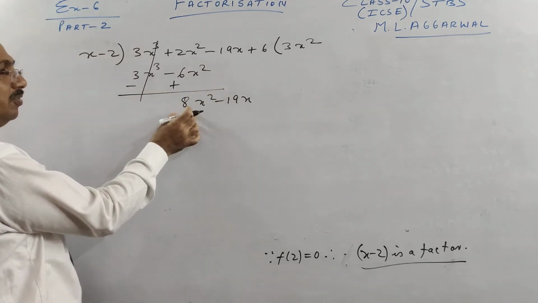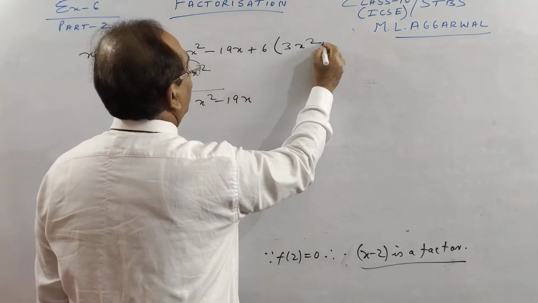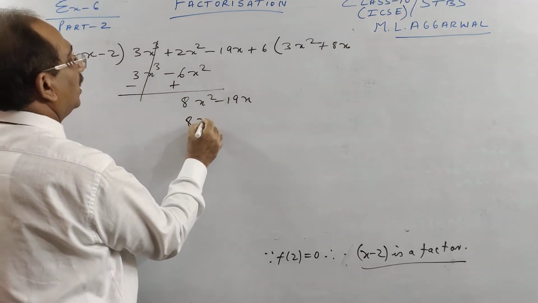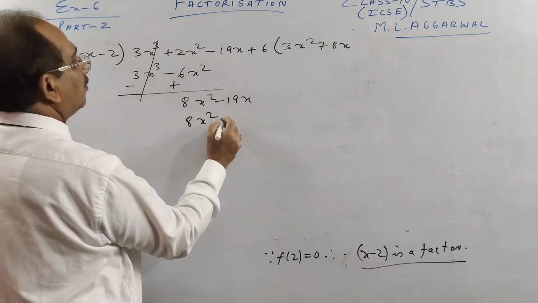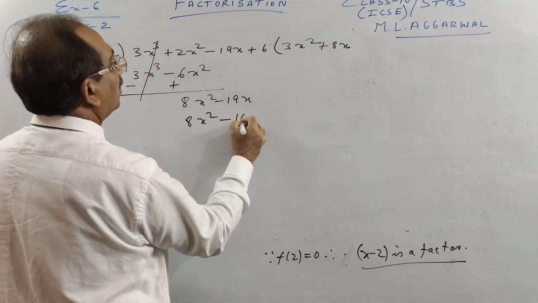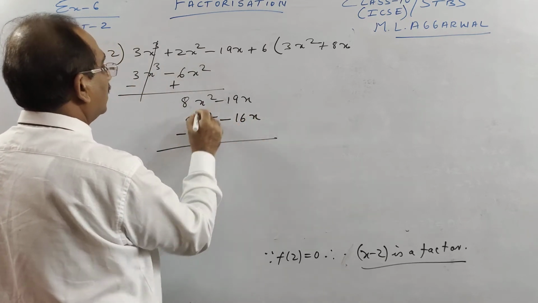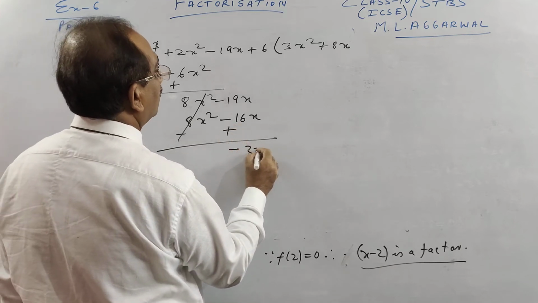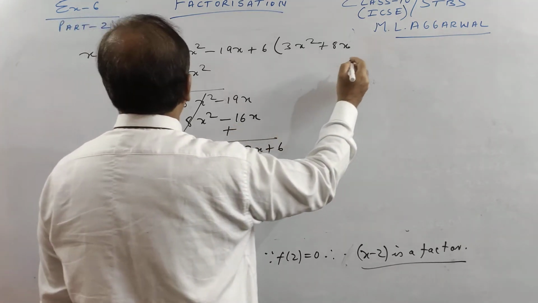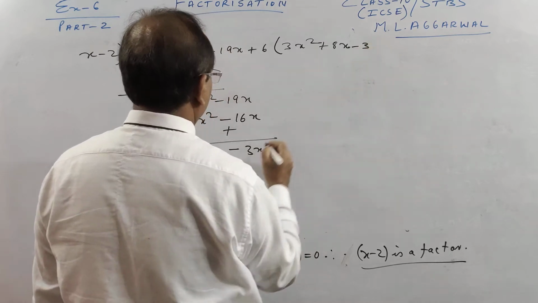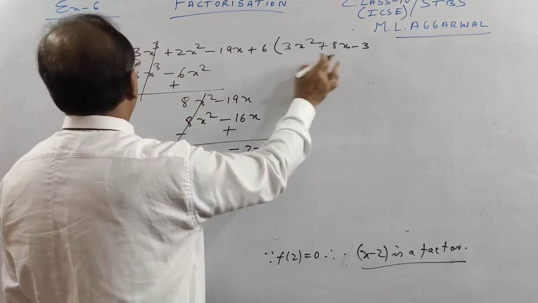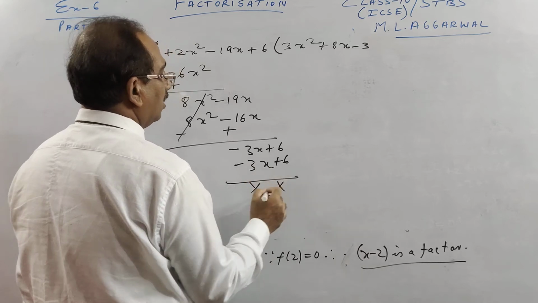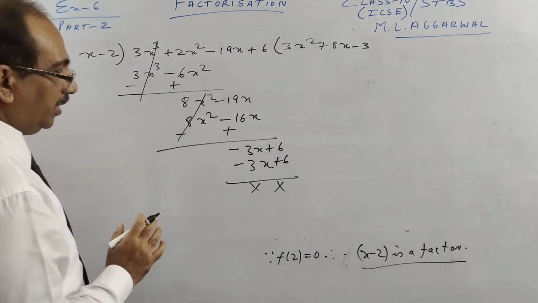So how will x give you 8x square? You have to multiply with 8x. 8x square, plus minus minus, 8 2s are 16x. So again the sign will change. When you subtract, we get minus 3x plus 6. So you do with minus 3. So minus 3x minus minus plus 6. So our remainder is 0.